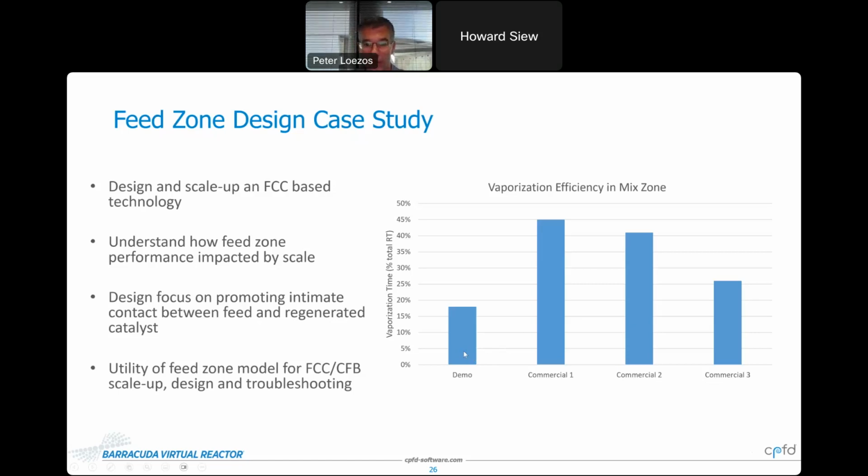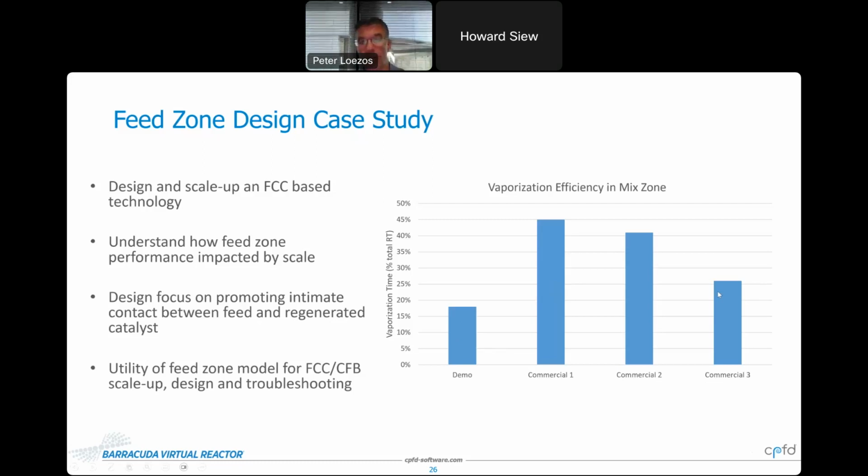What you'll see for their demo unit, and they had an operating demonstration unit, is that the vaporization time was roughly 18%. Now, if you look at commercial 1, and commercial 1 was, I call it, their go forward design, that vaporization time increases to about 45%. So you see a pretty big degradation in performance there. We tested several different design modifications or design options, and we finally came up with commercial 3, right? And we were able to reduce that vaporization time to roughly 25%. So a significant improvement over commercial 1.